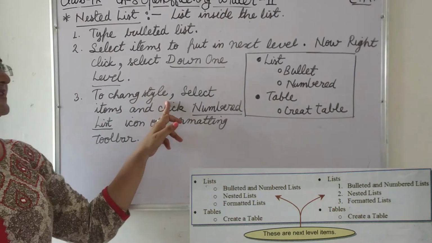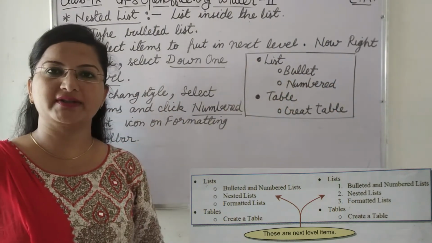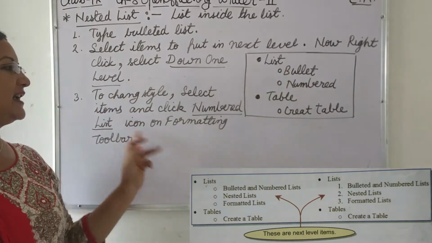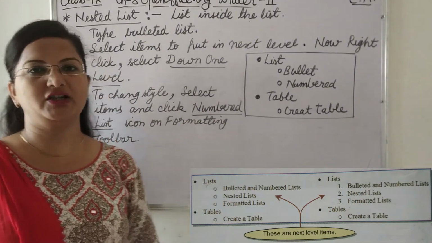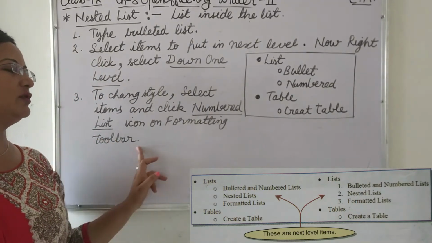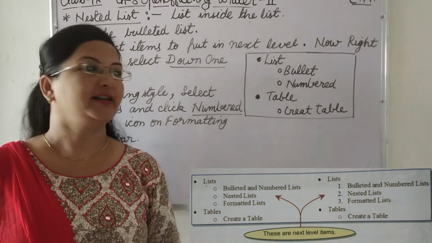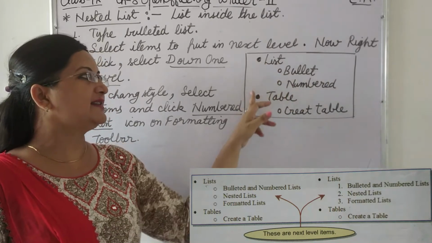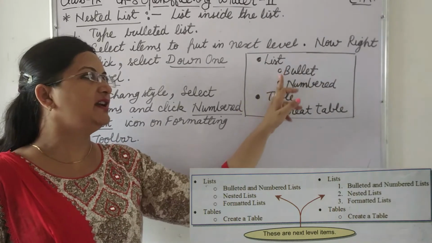To change the style, if you want a numbered list here in place of bullets, if you want numbers, then what you have to do? Select these two items and then click on the numbered list icon, which is there in the formatting toolbar. Then you will be able to see the output like this, in which there will be the bullets here and here there will be numbers.